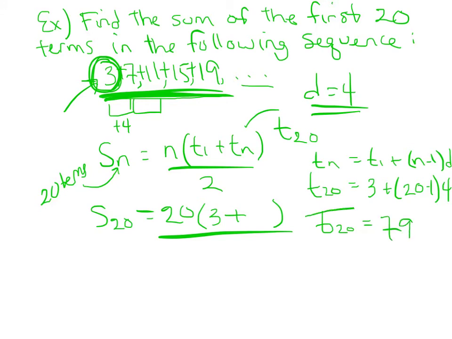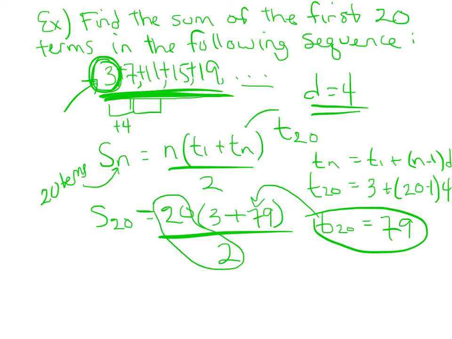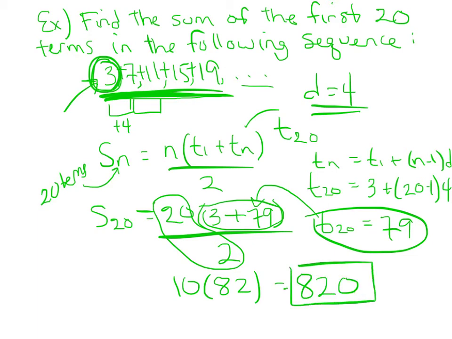Now that I have my 20th term, I can fill that in right here for my last term. So this is now 79, and then in the formula I'm supposed to divide this all by 2, because if you remember from class, we're making pairs of the first and the last term and the second to last term. So I would have, in this case, 10 pairs of 82. Okay, so if I simplify this, this is 10 times 82, which is 820. So the sum of the first 20 terms of this sequence that I gave at the top is 820.